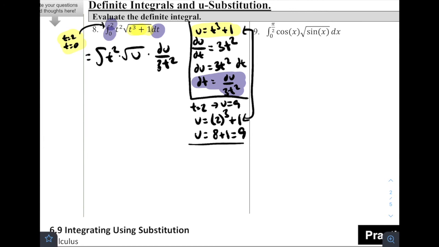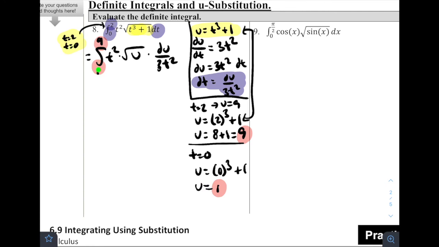Then for the other one, if t equals 0, right, we're using these two values, which came from our limits of integration. We did 2 already. When t equals 0, u is going to be 0 cubed plus 1. So u is going to be equal to 1 in that case. So what are our new limits of integration? Well, our new limits of integration are going to be 9 and 1. And that's where these two numbers are about to come from. So 9 and 1, because now these limits of integration are with respect to u. They're the u values, not the t values.